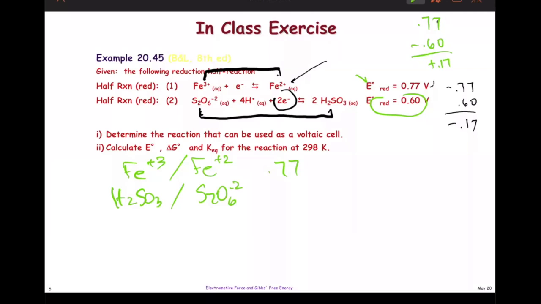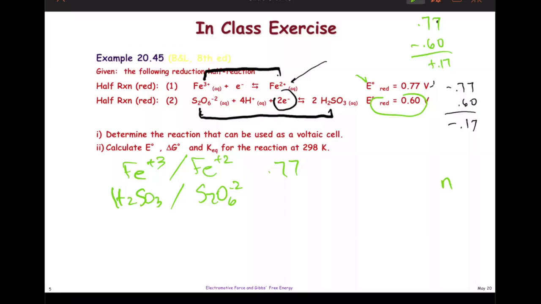Notice that I don't have to balance this equation unless it's asking me to balance the equation. And maybe you do need to balance this equation, and the reason why is because you need to figure out N. N is the number of electrons that are exchanged.